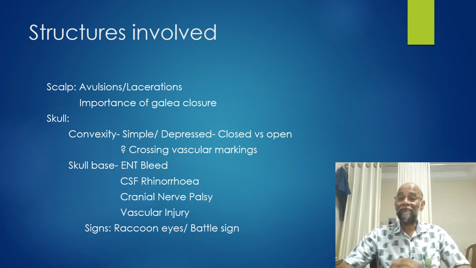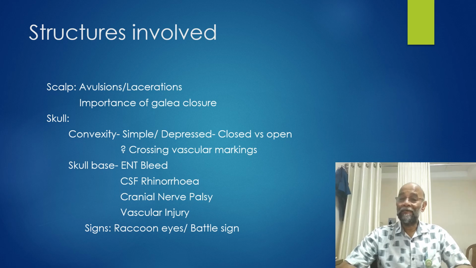Sometimes open fractures are defined as when the dura is torn or not torn. Both are important, but if the dura is torn and the skin is torn, it becomes an open fracture with a risk of contamination. Another factor which you should always look for is, does the skull fracture cross a vascular marking?